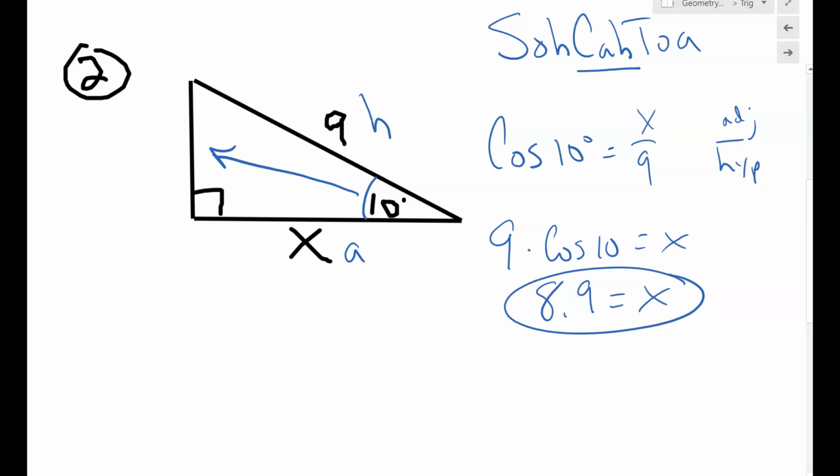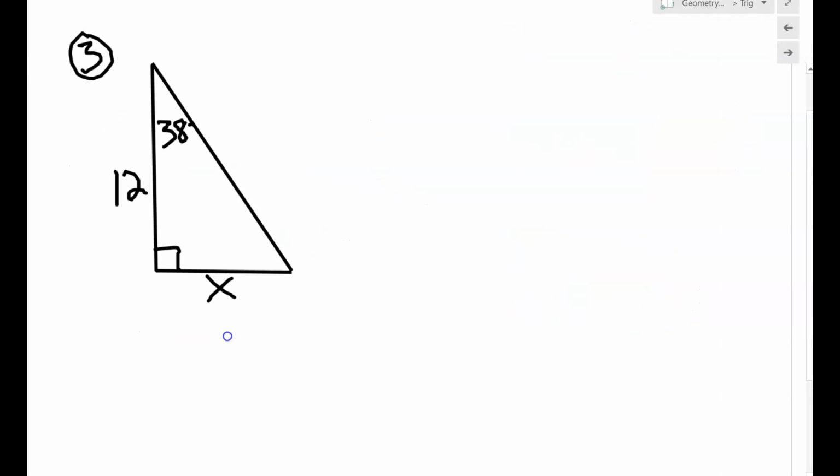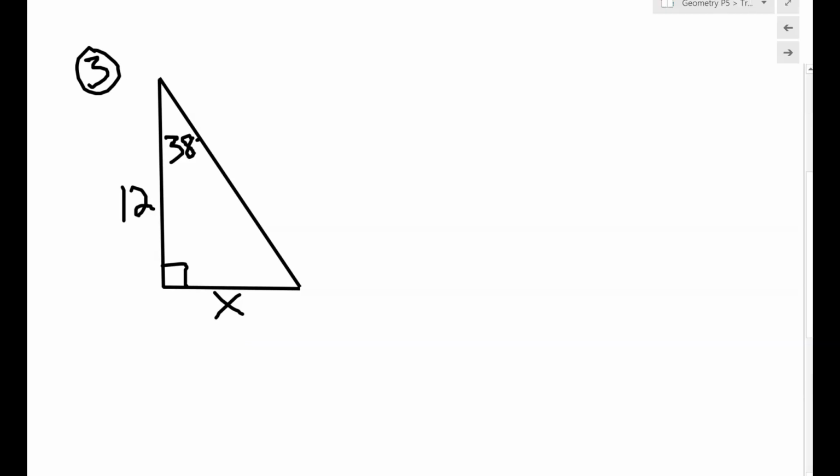Okay, so the keys: label your triangle with the information, and then write your equation, and then from there decide, am I going to multiply or divide? All right, let's try another one here. In fact, why don't you pause and try this one yourself? Okay, so let's see how you did.